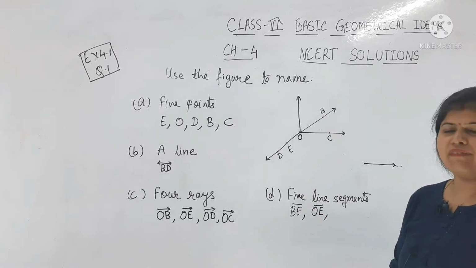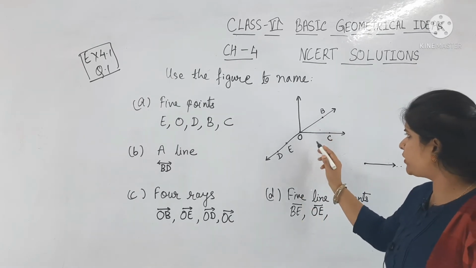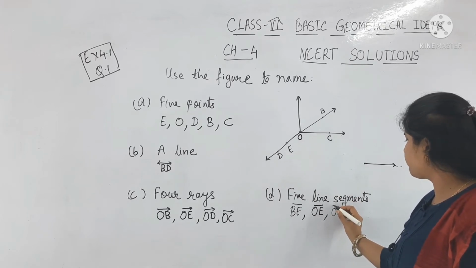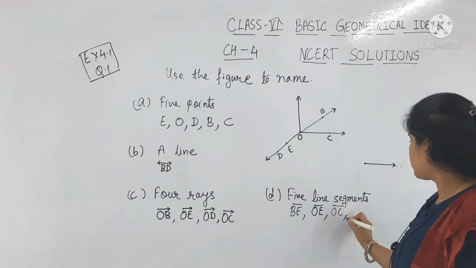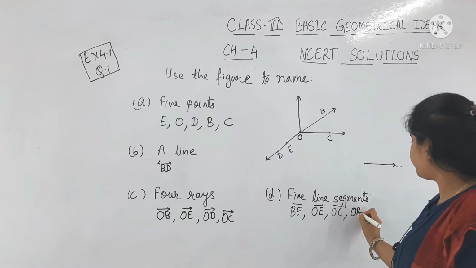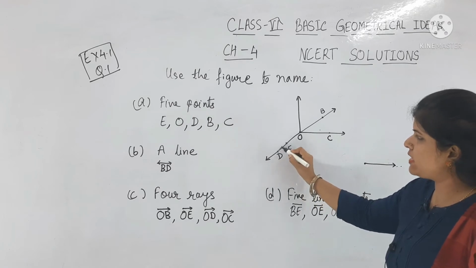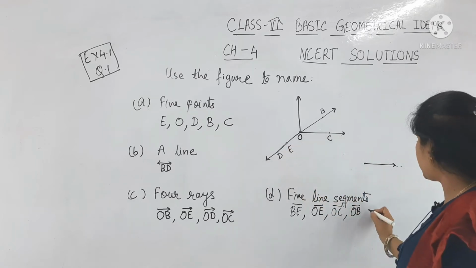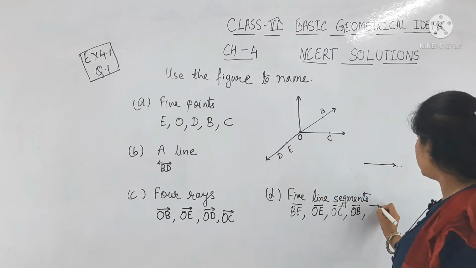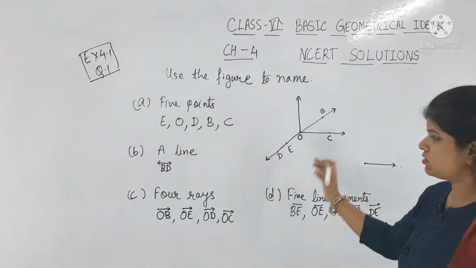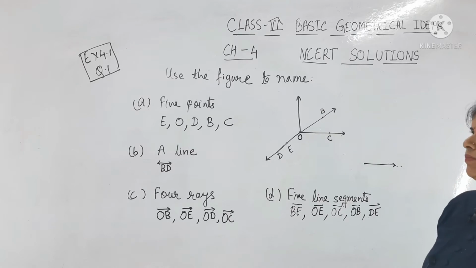Here you can see 5 line segments, that is, with 2 end points. So here OE, OC is there, OB is there, and DE is one line segment with 2 end points. So here DE. So this is the solution for question number 1.